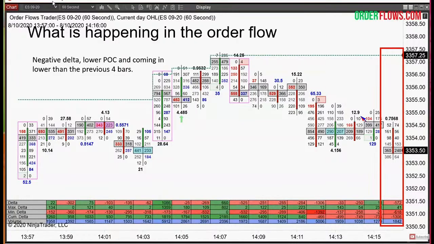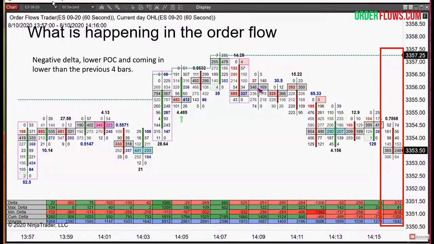Negative delta, lower point of control. Point of control is coming in lower than these previous 4 bars, where it's all sort of aligned nicely. You got 1, 2, 3 at one level higher, and then boom, coming lower. So now what's happening? We're rejecting this price at 54 and a quarter, and we're putting in a new value area lower. So you can see how the value areas are moving lower.